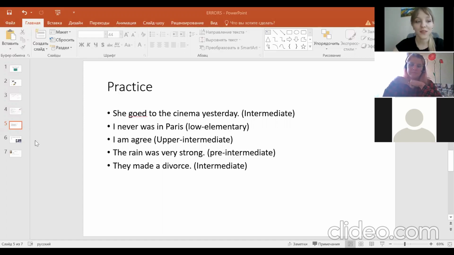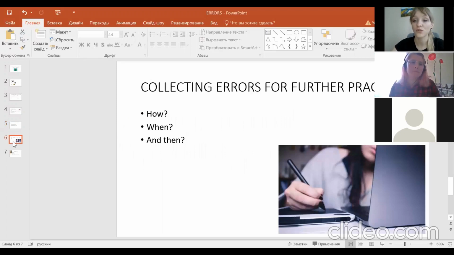So perfect. Right, and then I wanted to tell you what else you can do with mistakes, because if your student makes mistakes, it's not just that you correct them or not, you can use them for further practice. You can collect errors for further practice. So what I usually do, and what I really recommend you to do, is to write all mistakes that you hear that your student makes. Even if you don't correct them, just keep a piece of paper and write all mistakes of this exact student.